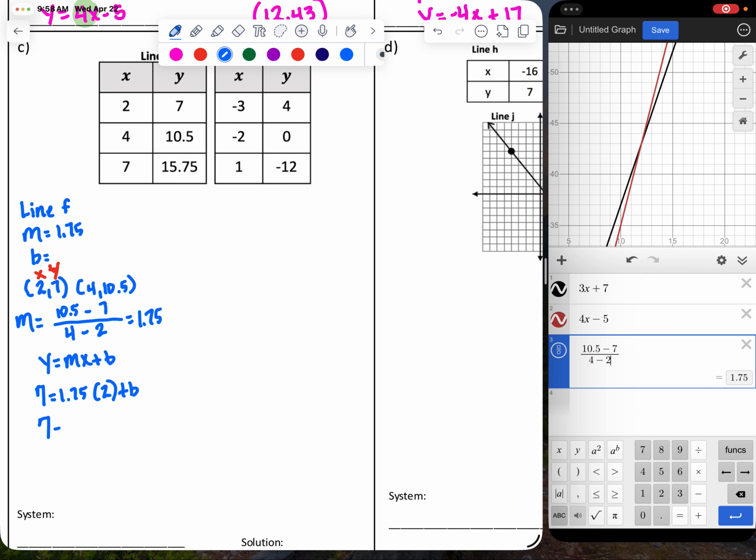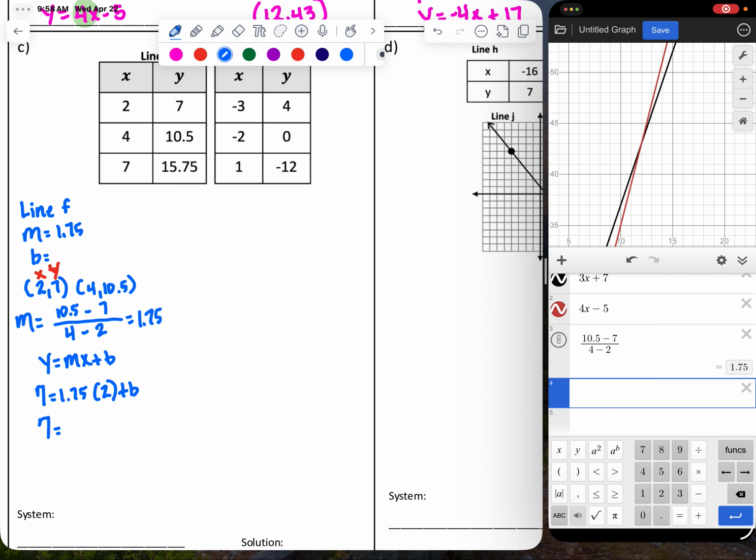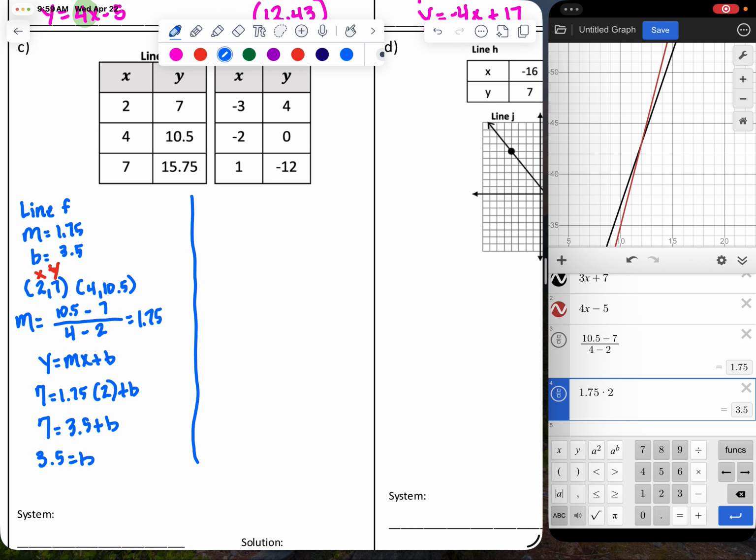So 7 equals 1.75 times 2 gives me 3.5 plus b. Now I need to isolate the b. To get the b by itself, I'll have to subtract 3.5 from both sides. So 7 minus 3.5 is 3.5. So now I know the b is 3.5. All right, now that's line F.